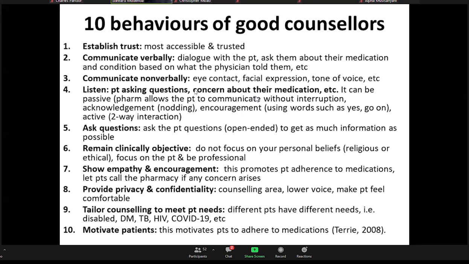And counseling must be tailored towards individual needs. A person who is disabled will require a certain kind of counseling. Very different from how we are going to counsel someone with HIV, diabetes, TB, or COVID-19.